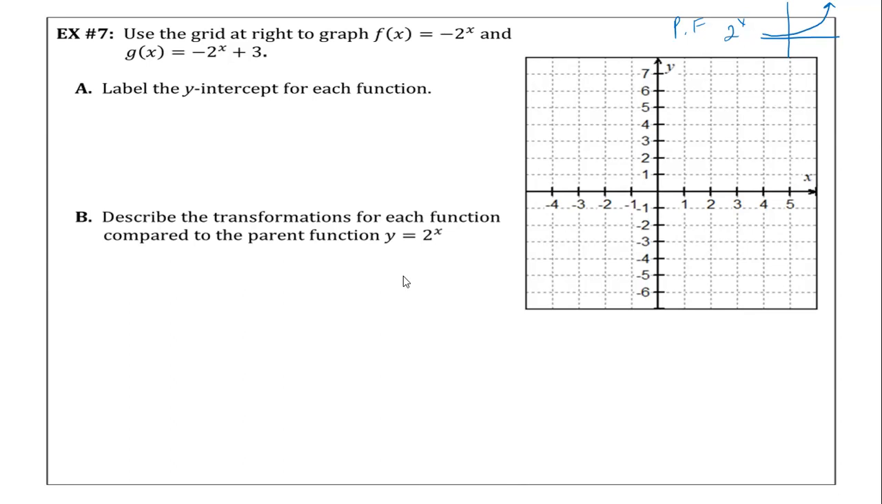Okay, so when you look at negative 2 to the x, can you tell me the transformation that took place? What was the transformation? If I have negative 2 to the x, what does that look like on the graph? It's a reflection across the x-axis. So this guy right here, compared to our parent function, is a reflection across the x-axis.